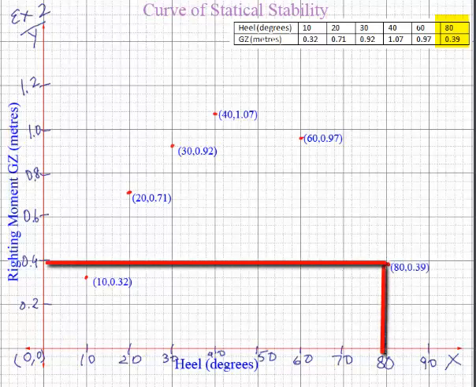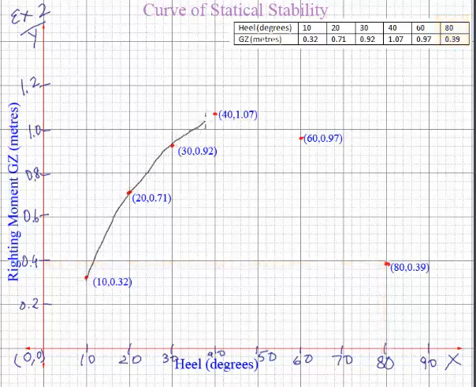And the next thing is, of course, use your free hand to join all the points, like connecting the dots, not straight lines, just a gentle curve. So this is how a curve of statical stability looks like. Now even if we join the point 0, 0 and the very first point, there is no righting moment when the angle of inclination is 0.